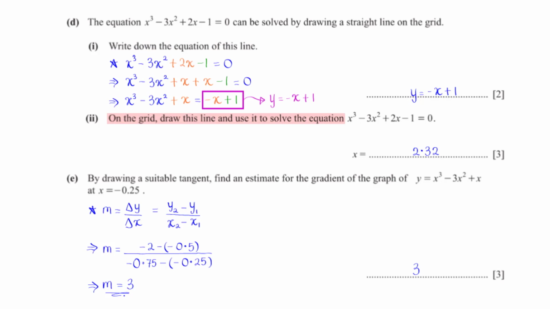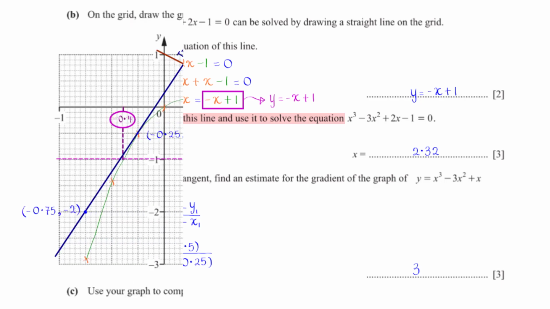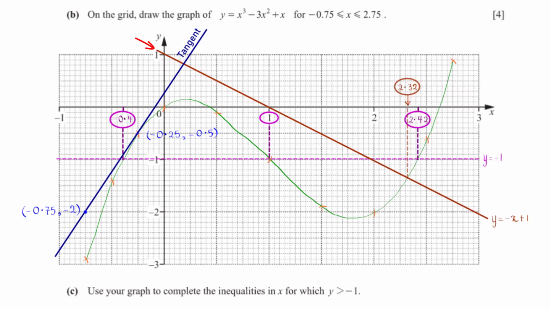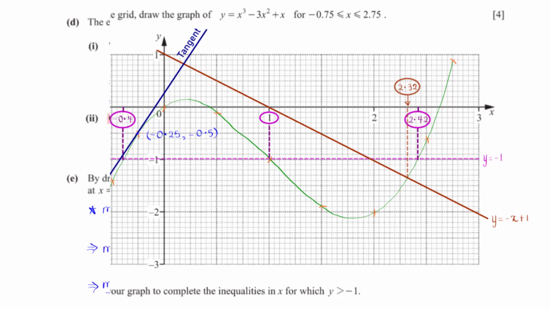On the grid, draw this line and use it to solve the equation x cubed minus 3x squared plus 2x minus 1 equals 0. On the grid, we've drawn the line y equals negative x plus 1. The x-coordinate of the intersection point of the line and the curve is the solution to the equation, and that is 2.32.